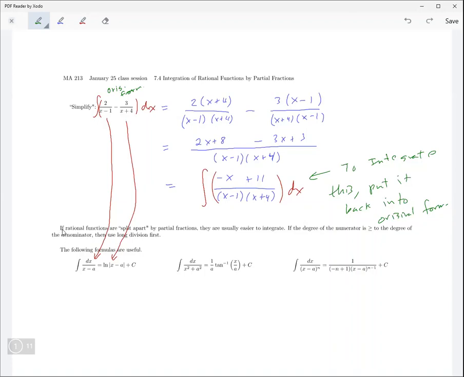So what I say here is if rational functions are split apart by partial fractions, they're usually easier to integrate. So this is a rational function. Split apart means going from this form back to that form. So this is much easier to integrate than this right here. And then these are useful formulas. Another note, which doesn't happen in here: if the degree of the numerator is greater than or equal to the degree of the denominator, then use long division first.